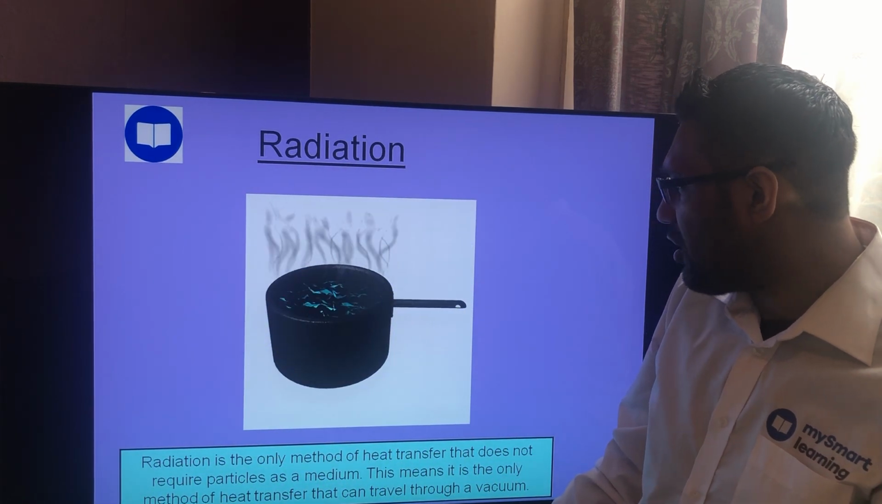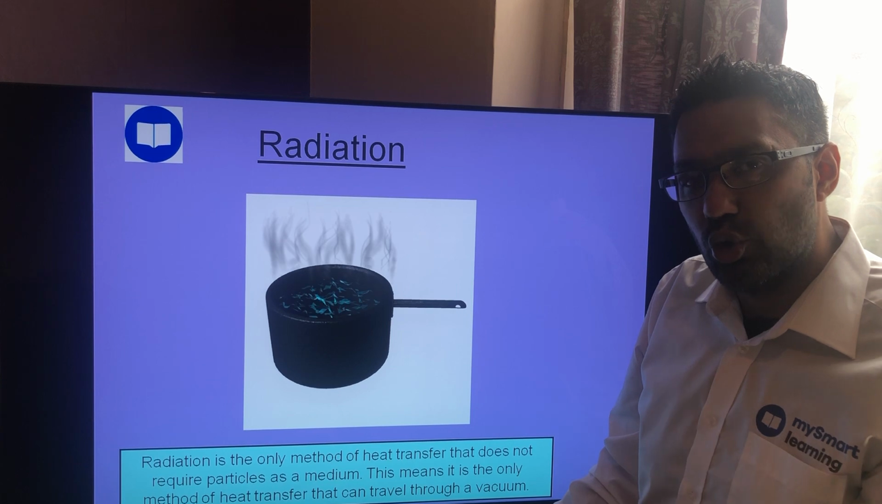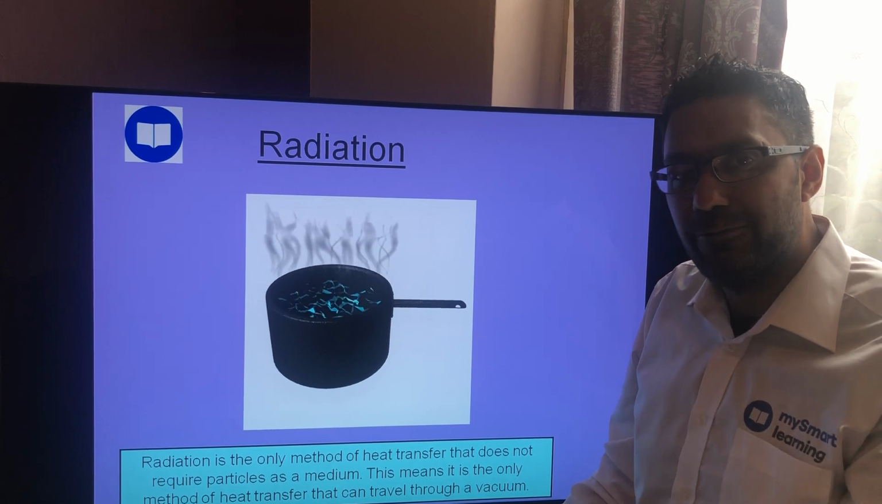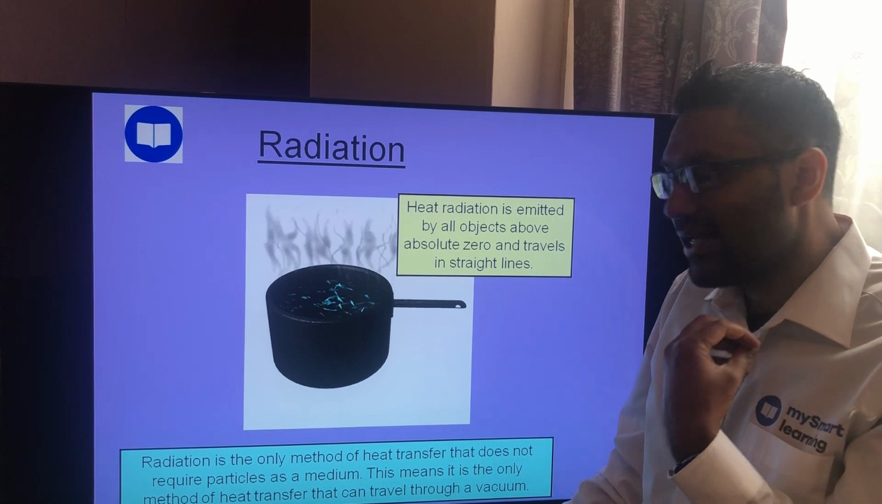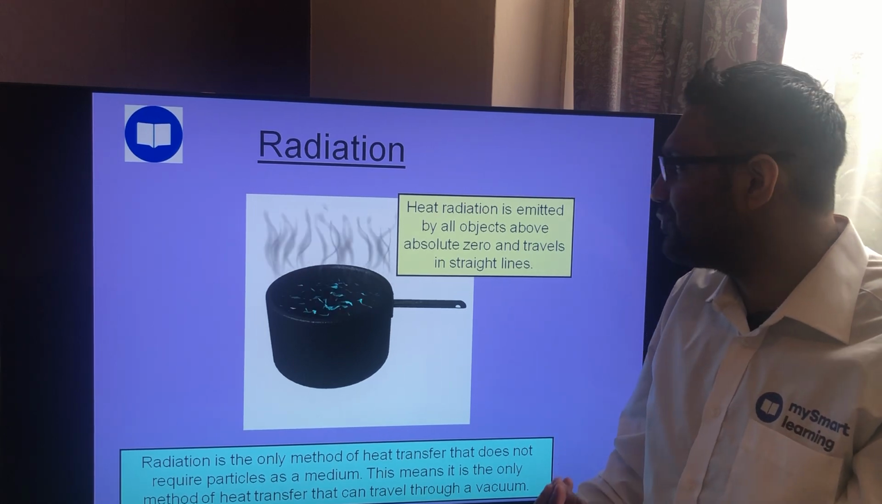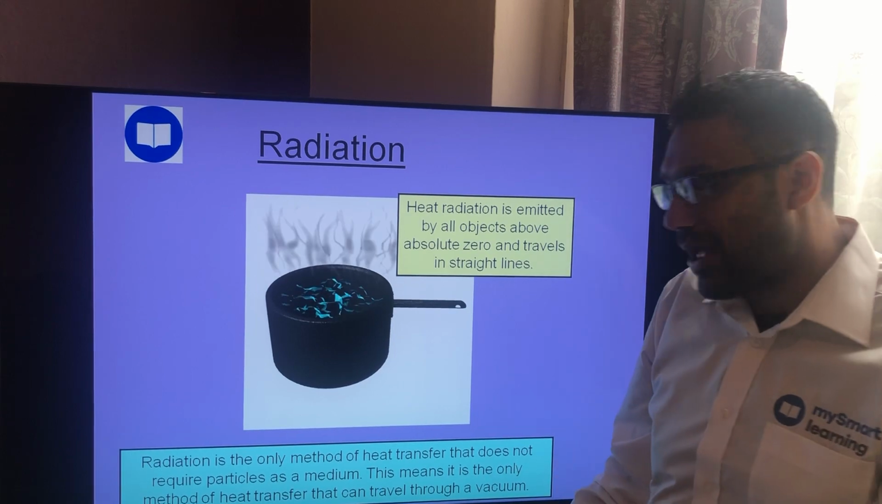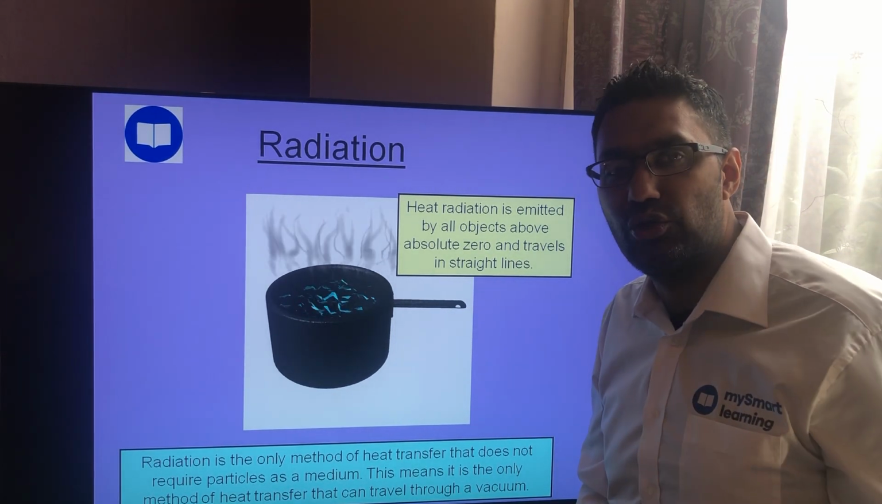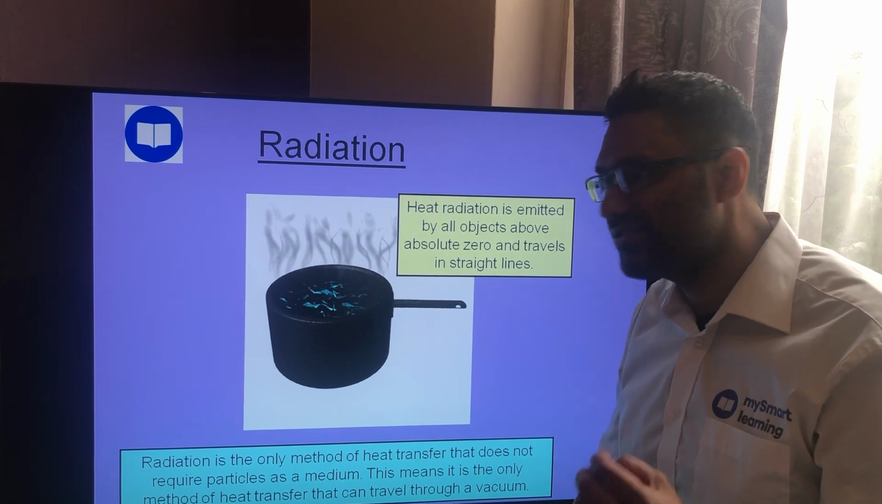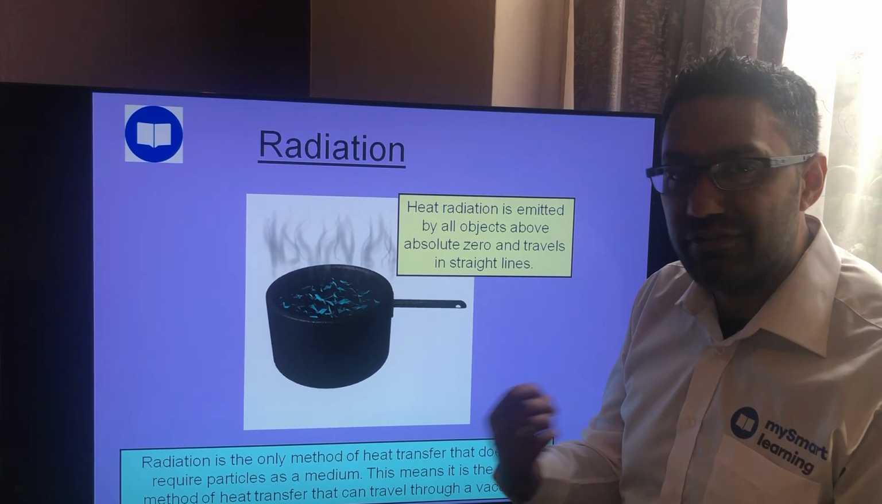Radiation: any object that has a thermal energy store will radiate heat out. Now we will look at this in our next lesson. Anything that's above absolute zero. What absolute zero means is the lowest temperature you can get in the entire universe, which is about minus 273 point something. Very, very cold.